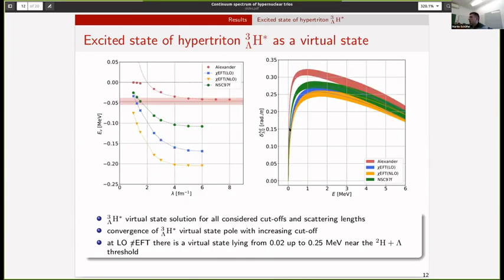Then if we do the same for the excited state of the hypertriton, we have the same plot, but now the excited state of the hypertriton we predict as a virtual state. So the energy of the virtual state converges again. And if we use, let's say, cutoff equals 6 for these virtual state values and calculate phase shifts in this Λ-deuteron spin-1/2 channel, we also see in the phase shift the signature of the virtual state, which indicates a strong increase close to the threshold.